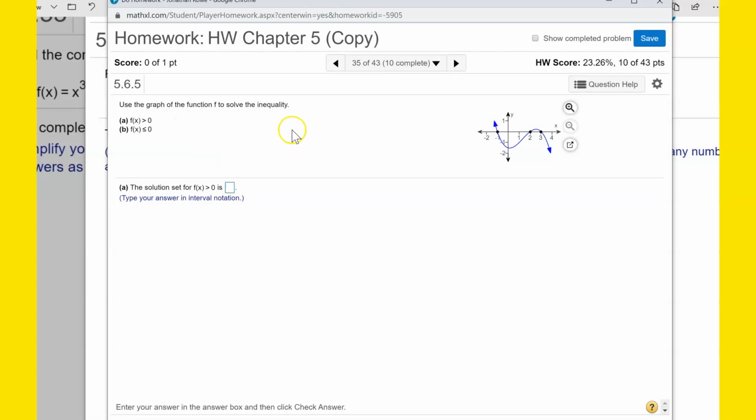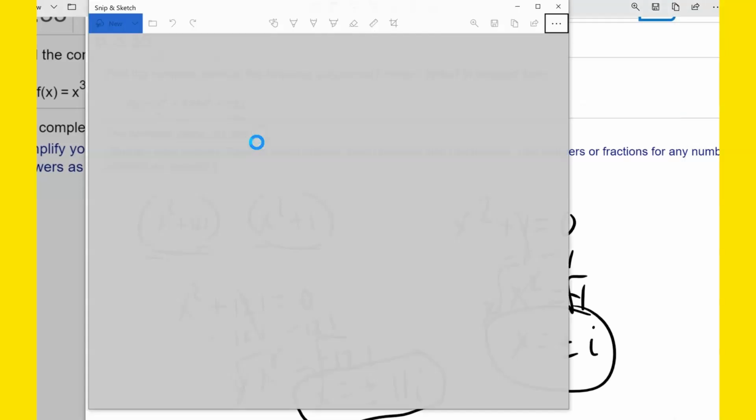35. Finally, we get to a different topic, a different kind of concept to learn. I mean, it's still related, but use the graph of the function to solve the inequality. All right, let me show you how we can do that.